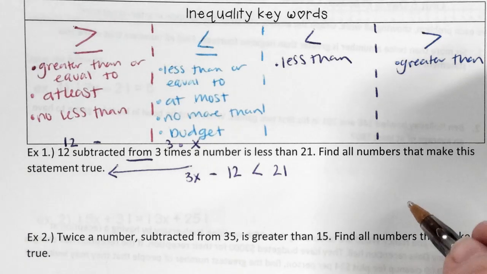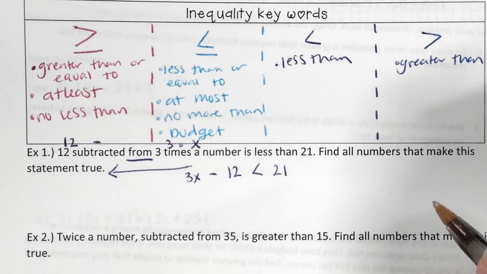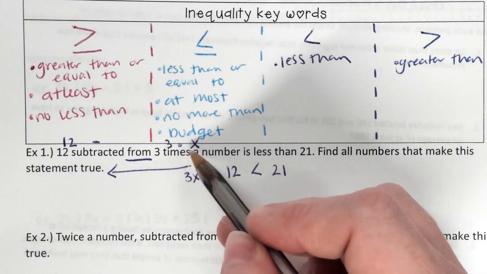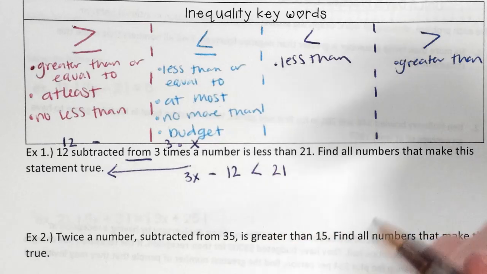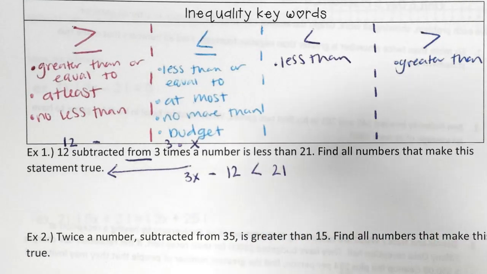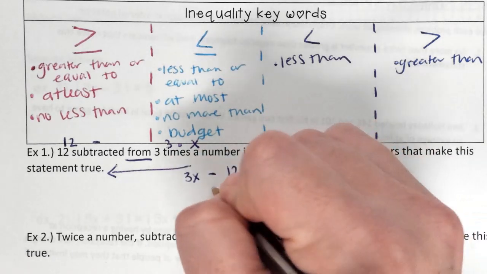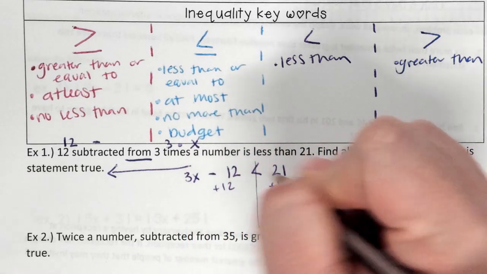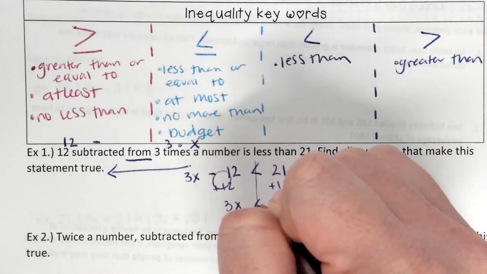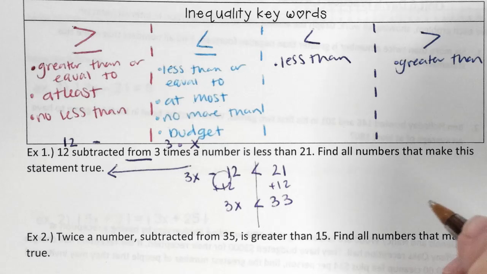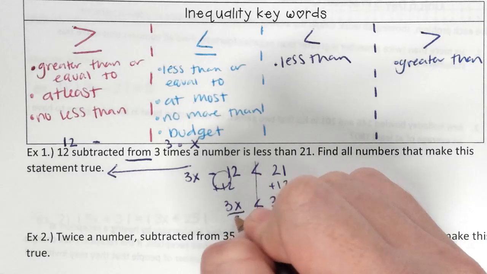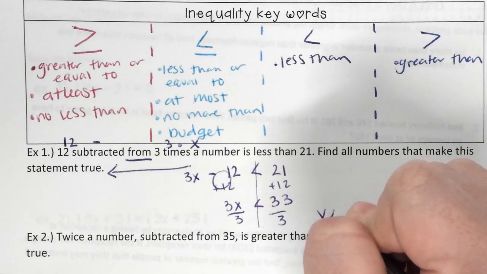So I can't take $12 from you if you don't have money to begin with. So you have to have something before you can take something from it. Okay, so then how would I solve this? Add 12 to both sides. I get 3x is less than 33. Now what? Divide by 3, and I get x is less than 11.